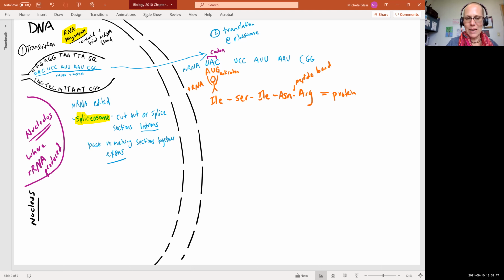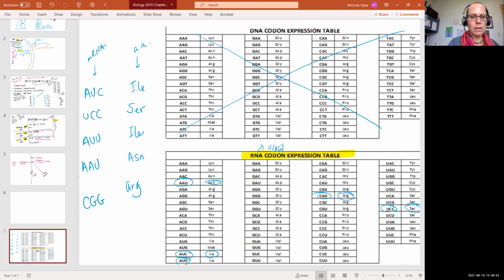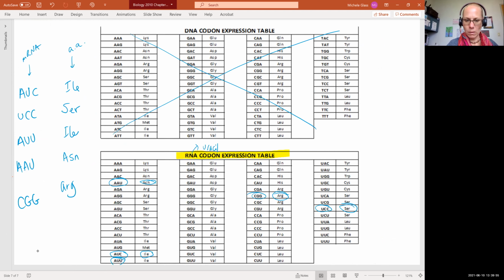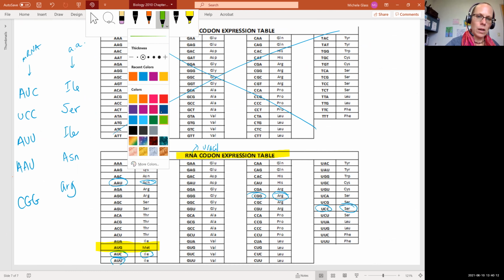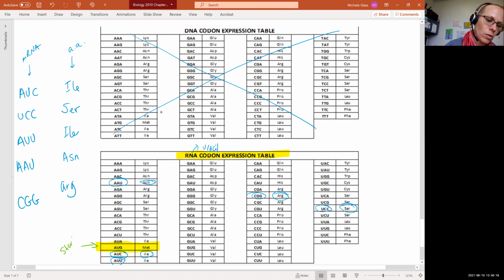I would like to go back to our table, our chart, just to emphasize something. We do have what's described as a start codon. And the start codon is AUG. And it codes for the amino acid methionine. So in real life, the beginning of every gene is going to have that AUG. The beginning of every mRNA transcript is going to have that AUG.